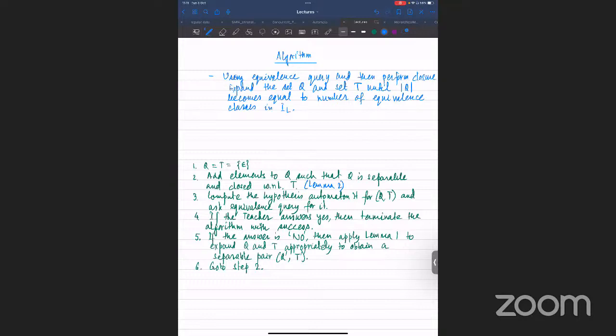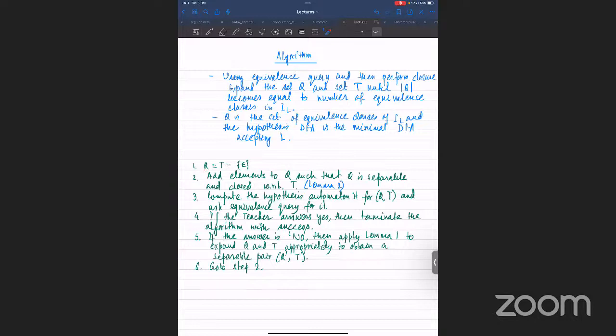Okay, so at this point, what happens? You get that Q is the set of equivalence classes of IL and the hypothesis DFA is the minimal DFA accepting L. Right? So this is the broad algorithm. I just gave you the intuition.